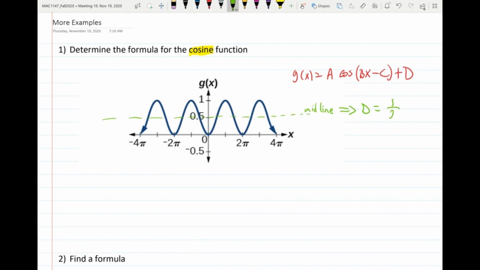It's 0.5. Very good. So I'm gonna write 1/2. Okay, we like fractions, so let's write fractions. So d is equal to 1/2. Next, what else can we easily figure out from here without too much effort? Once we know the midline, the next thing that we can figure out is the amplitude of the function, right? So can you tell me what's the amplitude?